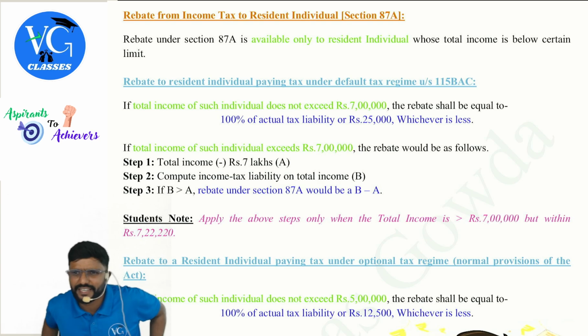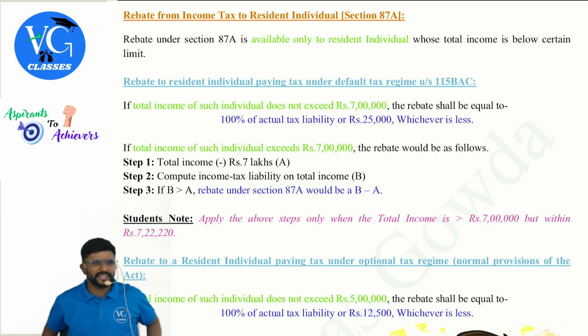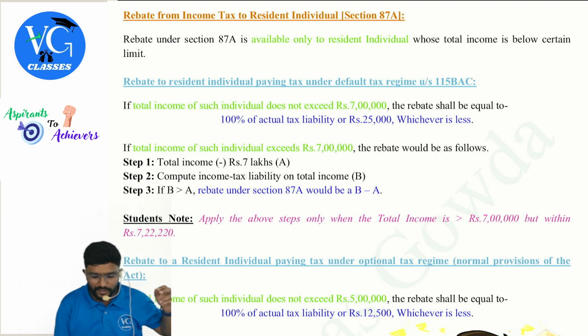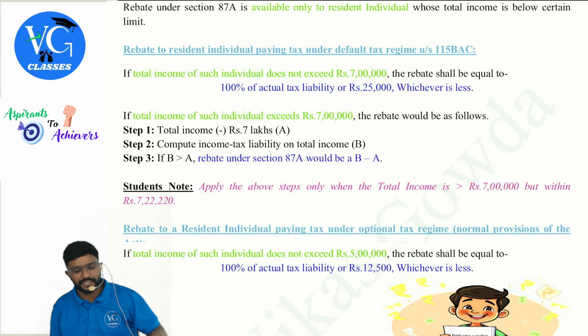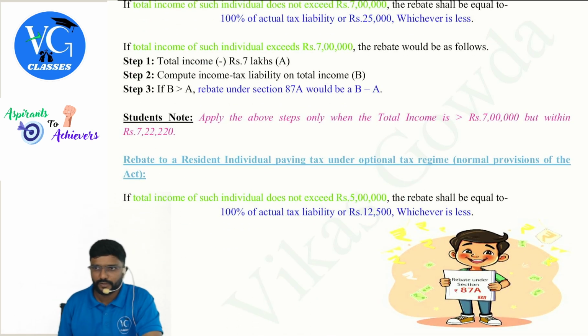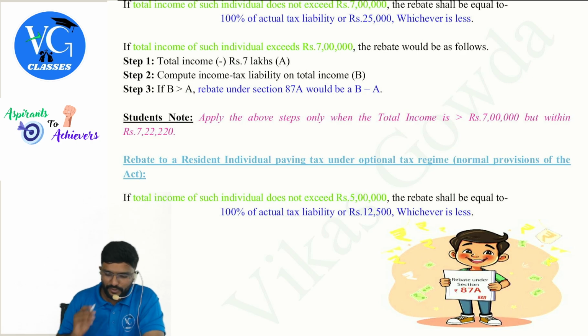Next, sir, what if their total income is marginally more than 7 lakh? 7 lakh 5, 7 lakh 10,000, 7 lakh 20,000. They should not lose the benefit of rebate, so they don't. Yes, you can do the following steps of calculation, and if you are eligible for a rebate, take it. So if my total income is slightly more than 7 lakh, you can check these steps. First step: total income minus 7 lakhs.